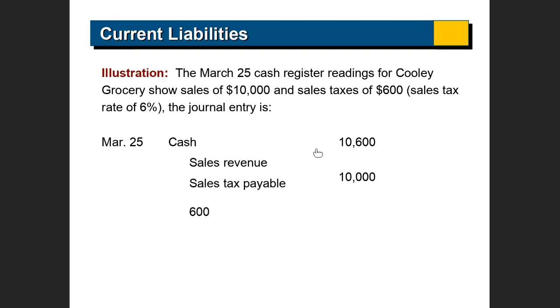When they make the payment of the sales tax, what would be the entry? Sales tax payable debit for 600, cash credit for 600, right? Simple, you understand, right? So they're collecting the money on behalf of the government, and it's recorded as a payable to the government, and then when they pay, the payable is reduced. You following?